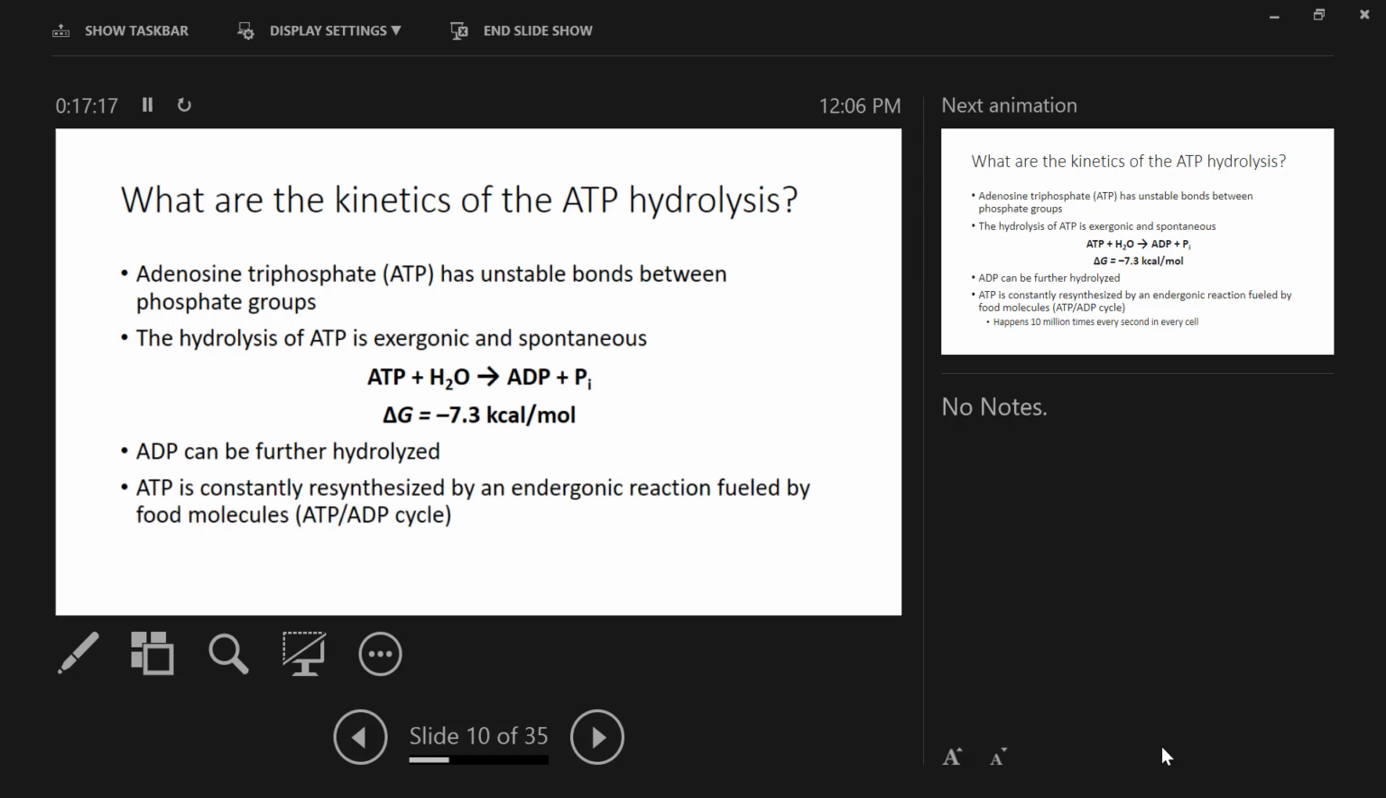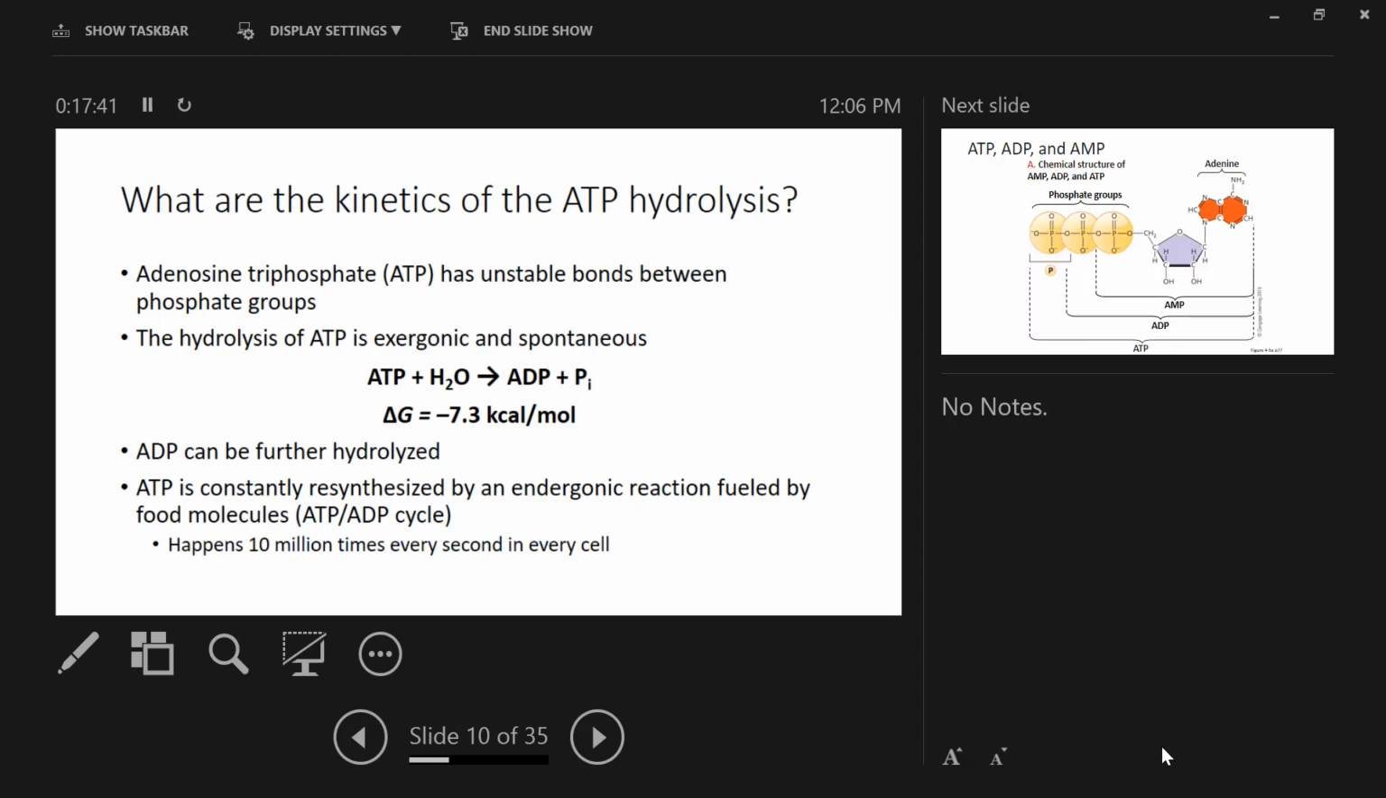So ATP is constantly resynthesized by the reverse reaction, which is endergonic and non-spontaneous, and requires energy. And the energy to do that comes from food molecules. And look at this. So you know what it takes to get 100 pounds of ATP made and broken in every cell in your body every day? It requires you to make and break 10 million molecules of ATP every second in every cell.